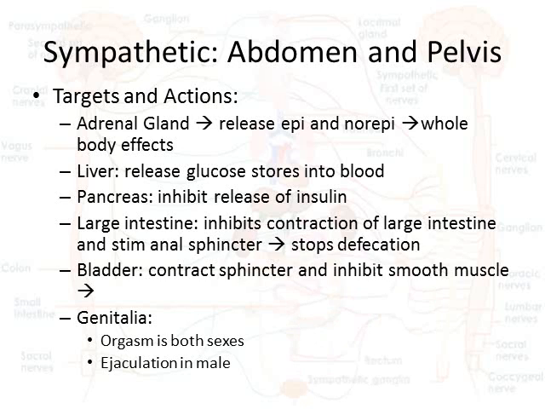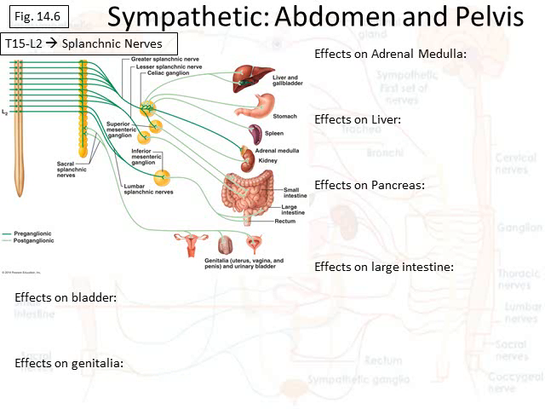Both sympathetic activities lead to stopping defecation and stopping digestion of food. In the bladder, it's pretty much the same thing. Sympathetic activity causes the sphincter to contract and stops the smooth muscle of the bladder from contracting, so that stops urination. And then reproductive-wise, sympathetic activity is what leads to orgasm in both males and females, and ejaculation in the male. Okay, again, you can recap this information here, and that's about it.